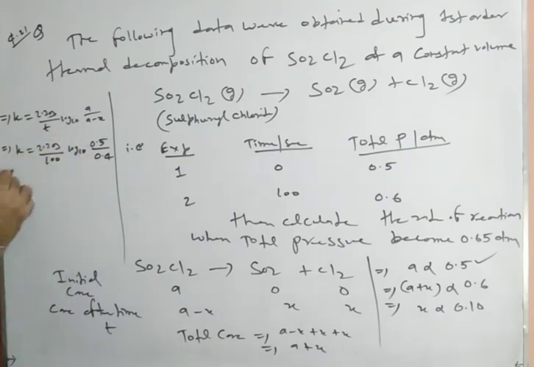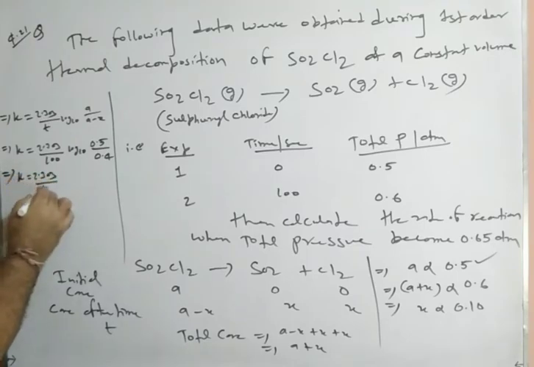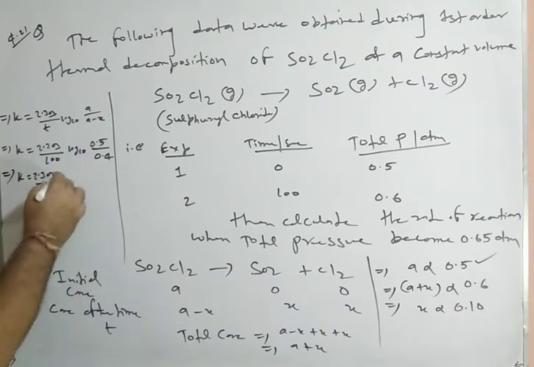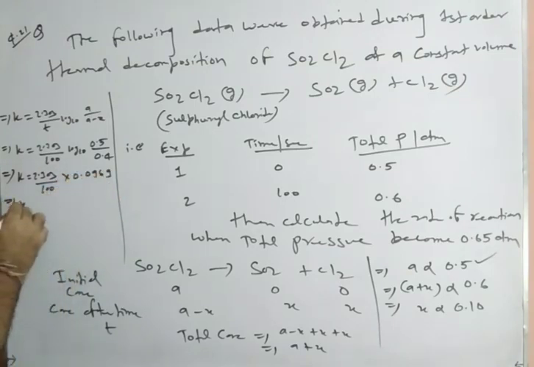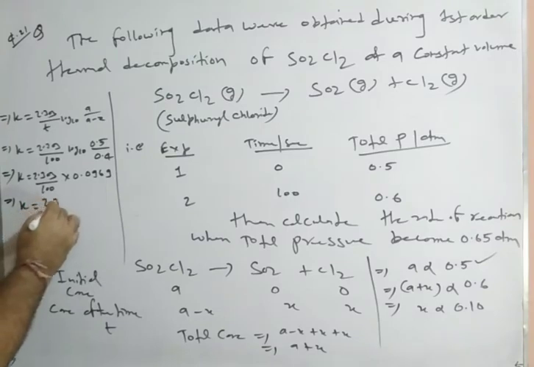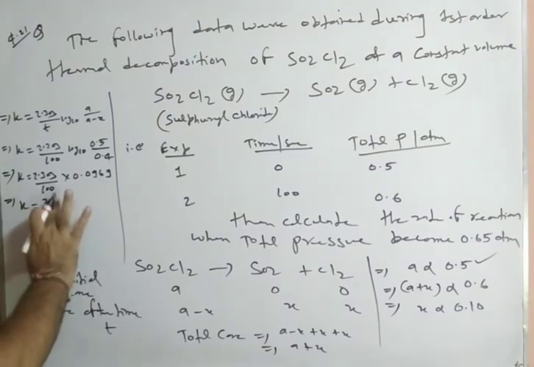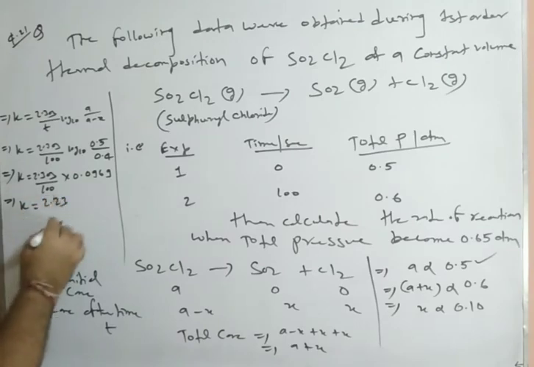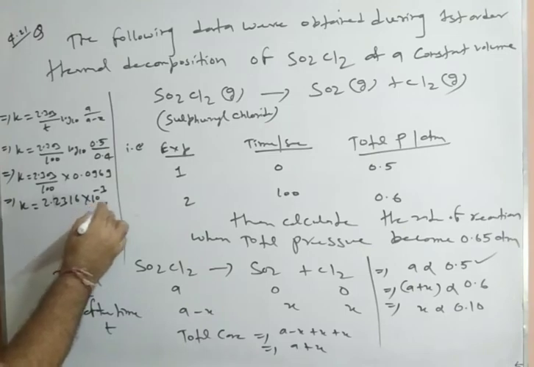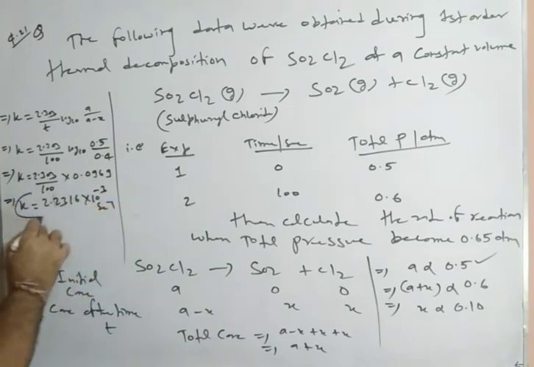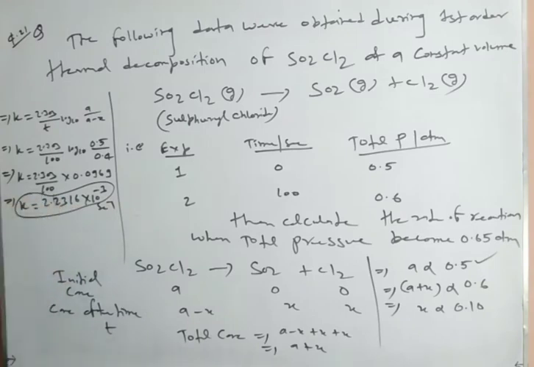If we solve, we get k is equal to 2.303 by 100 log base 10 of 5 by 4, which is equal to 0.0969. k is equal to 2.2316 into 10 to the power minus 3 per second. So the numerical value of k is 2.2316 into 10 to the power minus 3.